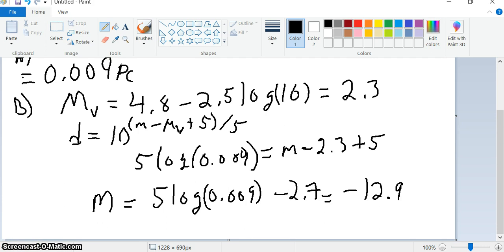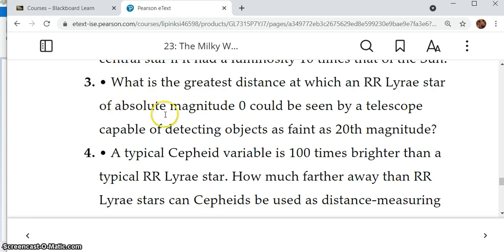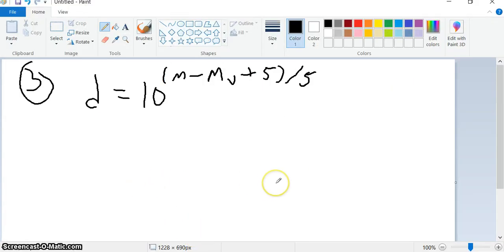All right, let's do problem number 3. Number 3 says, what is the greatest distance at which an RR Lyra star of absolute magnitude 0 can be seen by a telescope capable of detecting objects as faint as 20th magnitude? In other words, the apparent magnitude is 20, the absolute magnitude is 0. All right, and so we're going to solve this problem. So let's switch to this, and of course this is our problem.